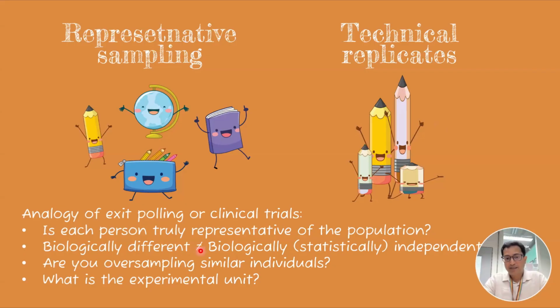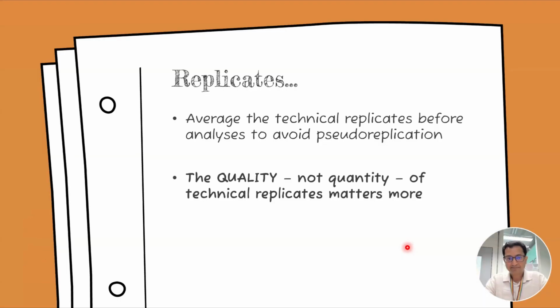So you need to be aware that biologically different doesn't necessarily mean biologically or statistically independent, and avoid oversampling your similar individuals, right? And so just in terms of generalities, make sure you average your replicates, and what matters is the quality of the replicates rather than the quantity of the replicates.